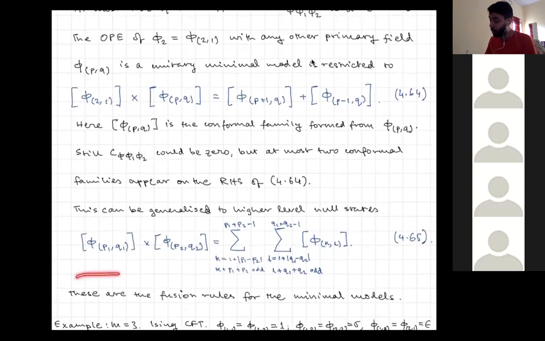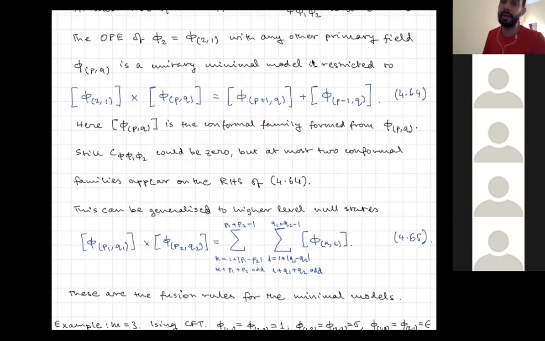levels, and you have a sort of more general formula that I've written down here. The form is not that important. The thing that is important is that this is saying that the presence of a null state in your spectrum is actually going to dictate the form of the OPE, if you wish. So two primary fields, their OPEs have to be restricted to the conformal families of certain fields, not all of them, right?